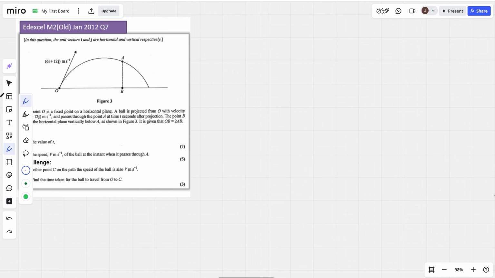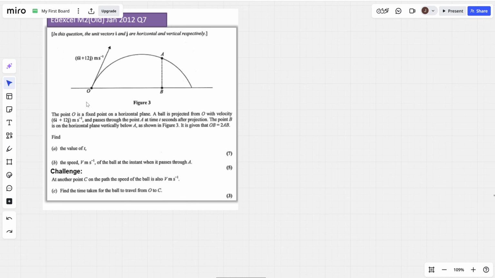Okay, so we're going to have a go at the your turn question here, which is as follows. So it's another projectile one. We have an initial velocity at the top here of 6, 12. We've got that it goes through this point here, and then something a little bit different, a bit more interesting on this one, which is that the distance from here to here is 2 times this distance.